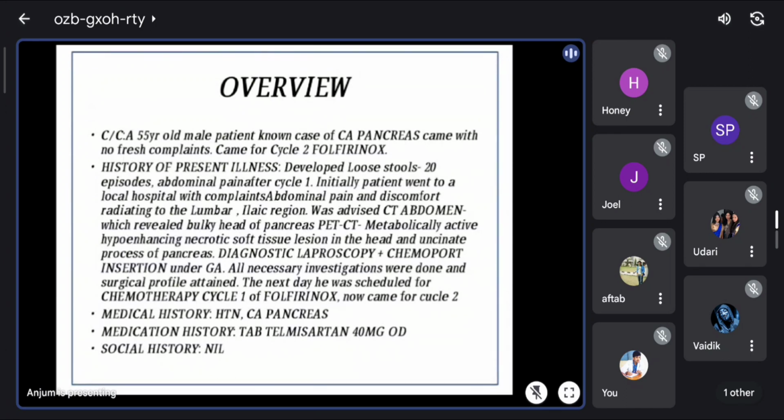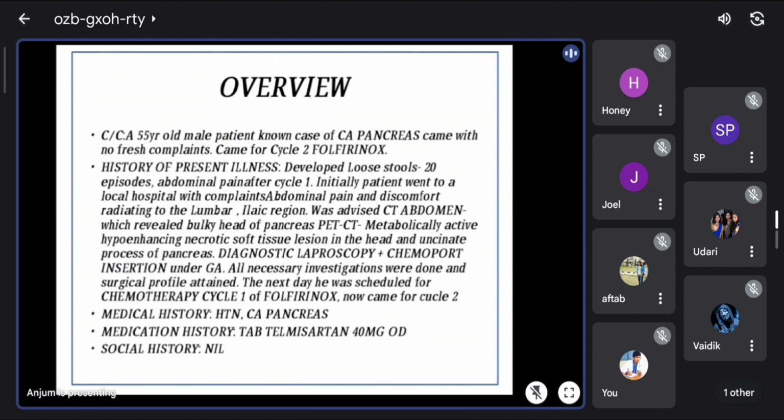he suggested the patient do a PET-CT. In the PET-CT, they saw necrotic soft tissue lesions in the head and uncinate process of the pancreas. So basically, this patient had a pancreatic head carcinoma. Pancreatic carcinoma happens in the head mostly, like 57% of the cases of pancreatic carcinoma are in the head region of the pancreas. Okay.